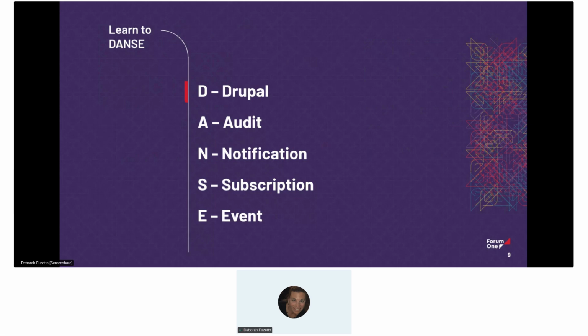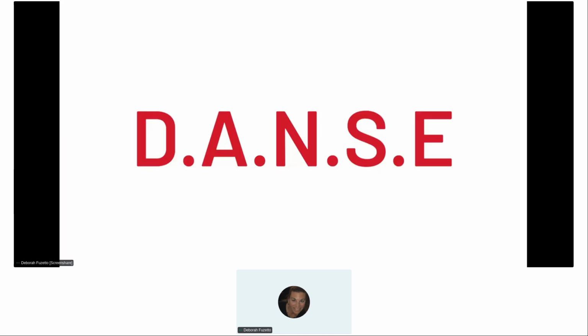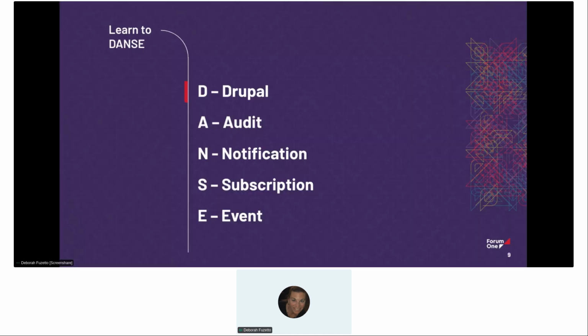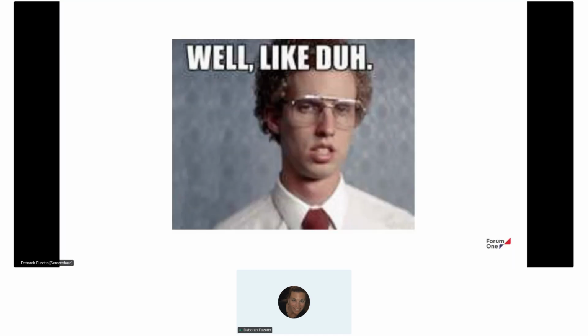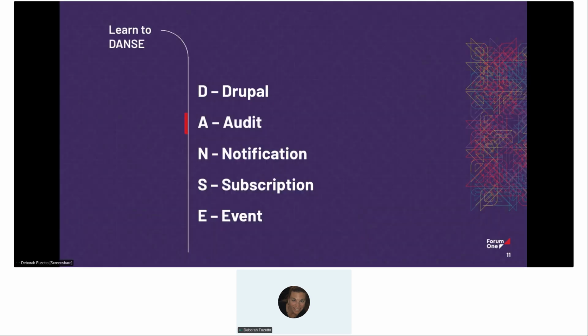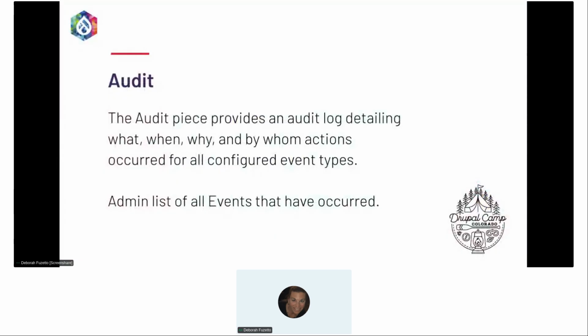So DANSE, obviously, is an acronym. The D in DANSE stands for Drupal. The A is for audit. The audit provides tools for auditing content and user activities within the site. So this is all of the event activities, auditing all of the activity that's going on on the site. And this helps track changes and ensure compliance with policies.